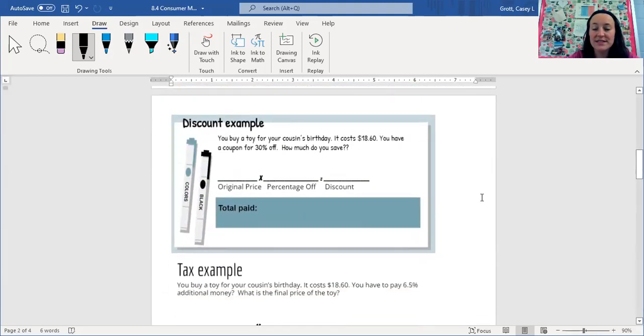You buy a toy for your cousin's birthday. That's so nice of you. It costs $18.60. You have one coupon for 30% off. How much did you save? Awesome. I love saving money. So the original price was $18.60 times my percentage off. So again, your choice, 30%, or as a decimal, that's going to look like this. What was my discount? Let's take it to Desmos.